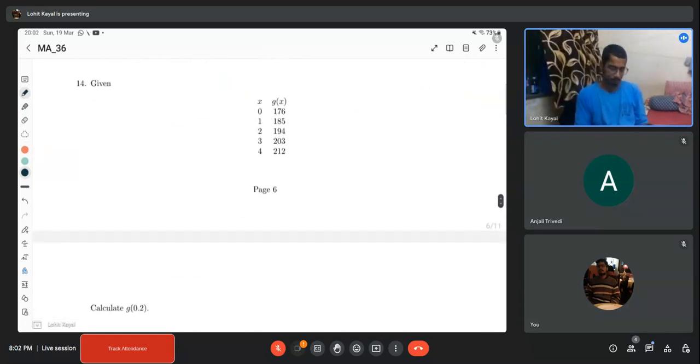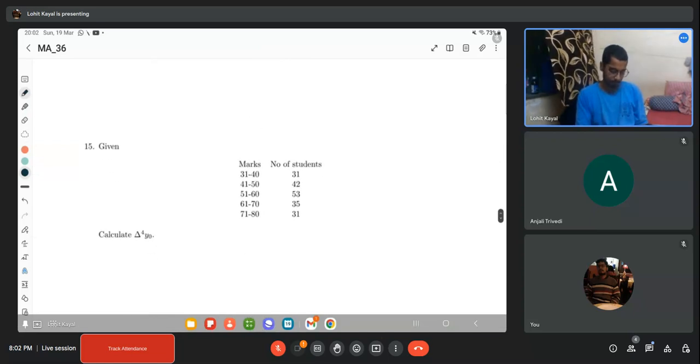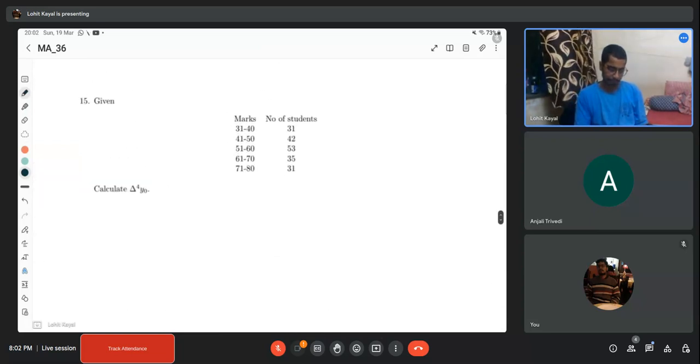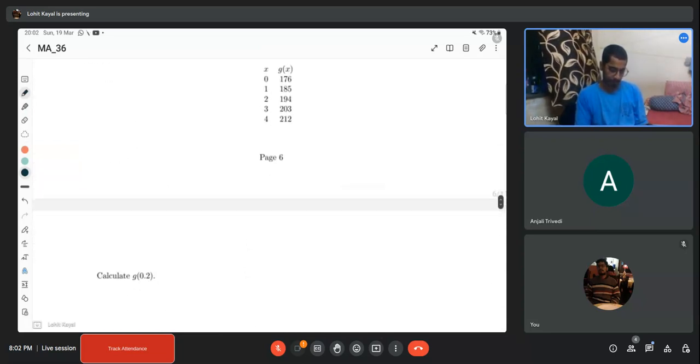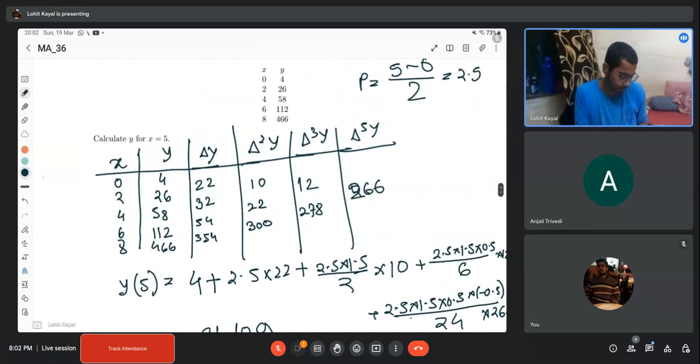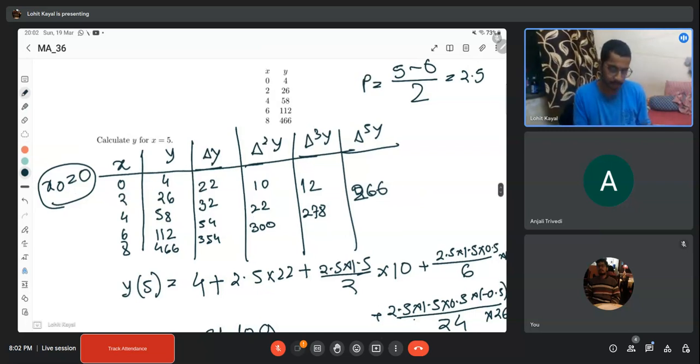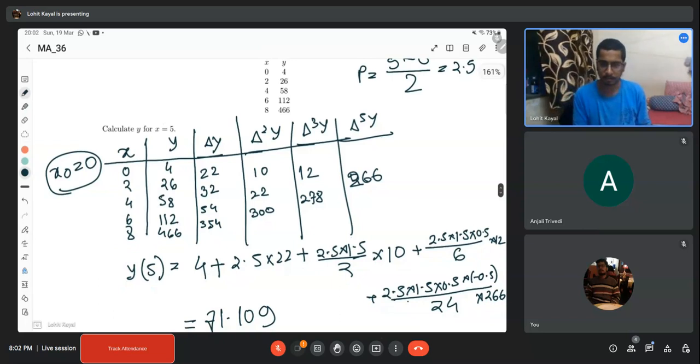Again, a similar problem like the last one. So here I need to calculate the value of g 0.2. Here I have calculated based on x naught equal to 0. You can shift it if you want, but taking x naught equal to 0 is the easier option, so I have taken that.